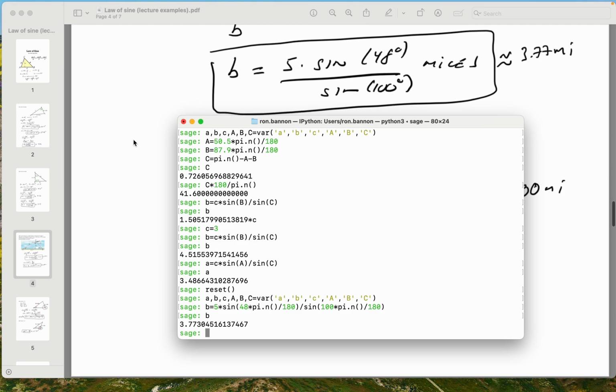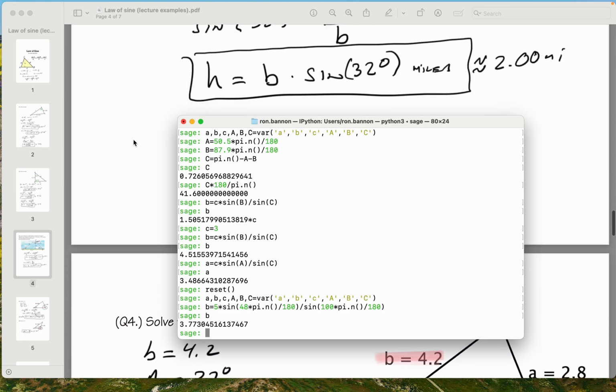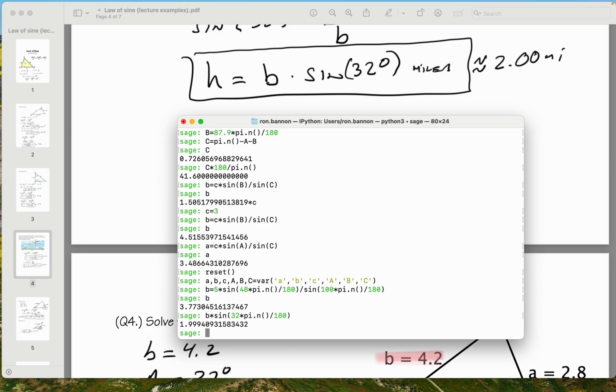All right, let's go to the next computation, which was that height computation. Now, by the way, could you define a new variable h? You could. I'm not going to bother. I'm just going to do b times the sine of 32. Now, 32 is in degrees. I've got to get into radians. So times pi dot n divided by 180. And again, I'm just using Sage as a calculator.